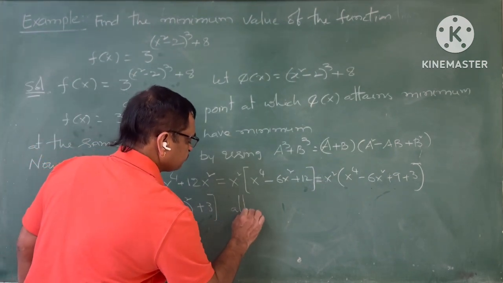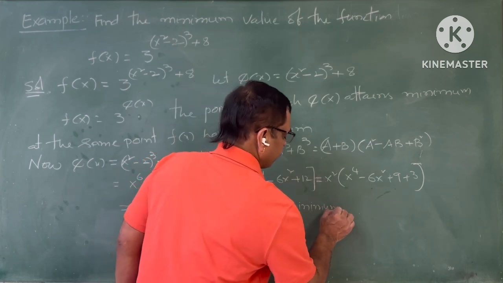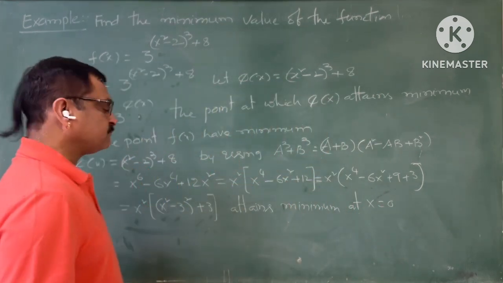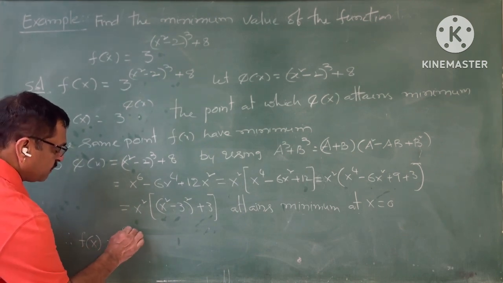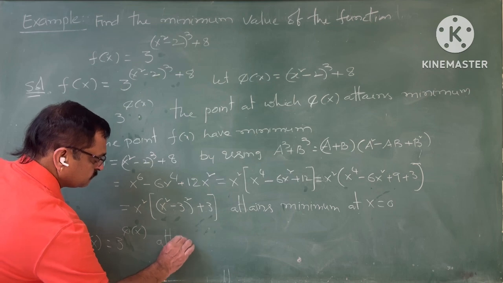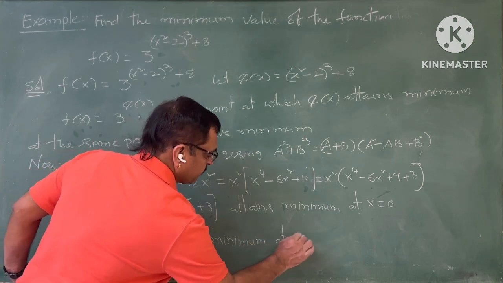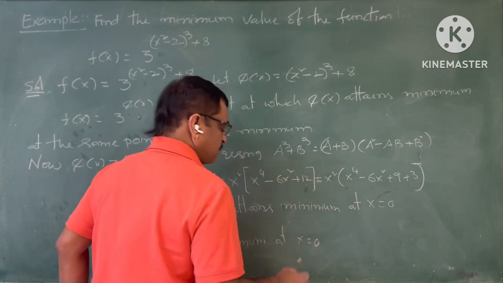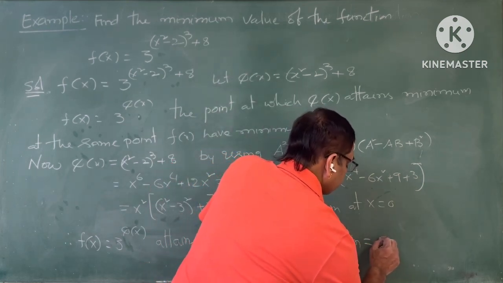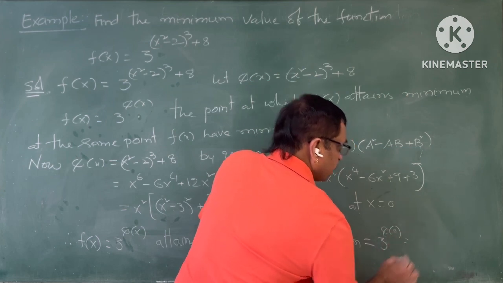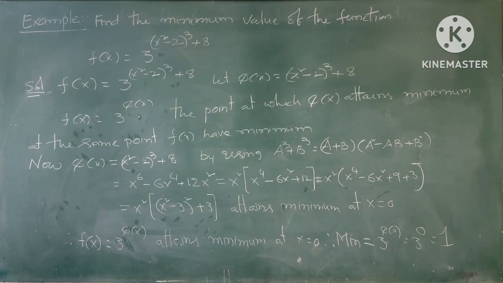Attains minimum at x is equal to 0. Therefore f of x is equal to 3 raised to phi of x attains minimum at x is equal to 0. Therefore minimum value is equal to 3 raised to phi of 0, which is 3 raised to 0, which is equal to 1. So the minimum value of the function is 1.